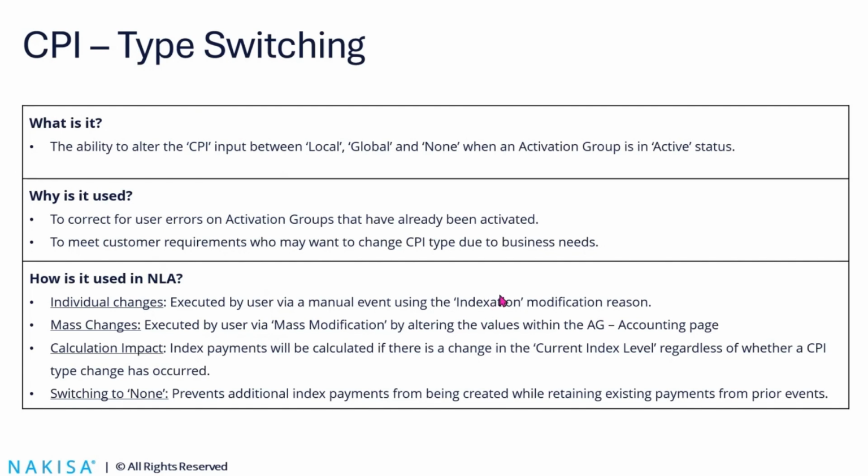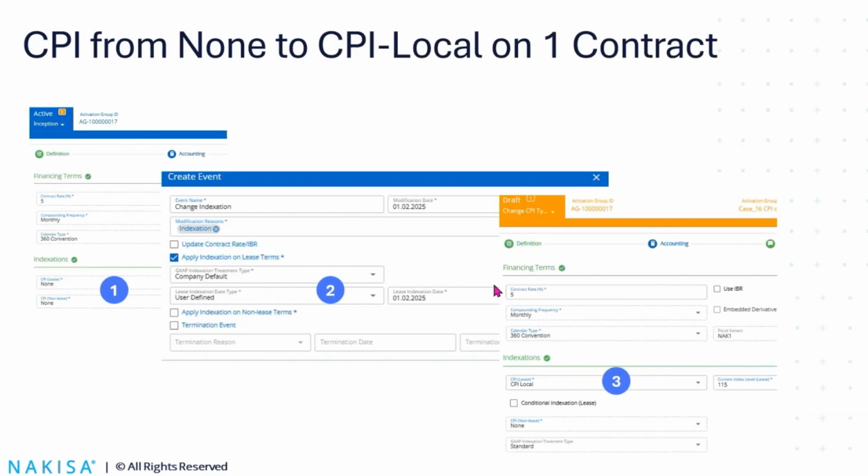The calculation impact is that index payments will be calculated if there's a change in the current level of index, regardless of whether a CPI type change has occurred. If you are switching from none, it will have no financial impact except it will assign a CPI index to the lease. The other way is switching to none. It will prevent additional index payments from being created, while retaining the existing payments from your prior events.